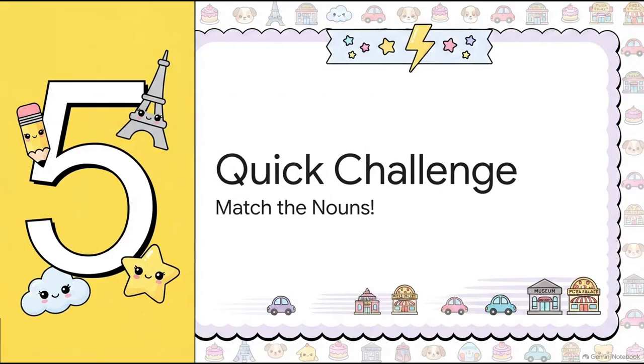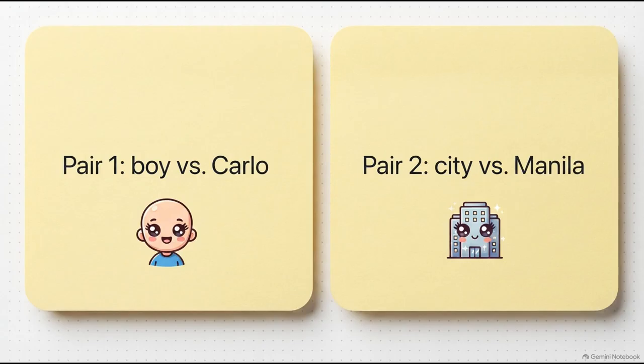Section 5, the quick matching challenge. Let's move right into a super fast speed round. Look really closely at these two pairs on the screen. Point right now and show me exactly which words are the specific proper nouns. Find them. 3, 2, 1. Spot on. Carlo and Manila are definitely the proper nouns with their big capital letters, while boy and city are the common nouns. You are getting incredibly fast at this.